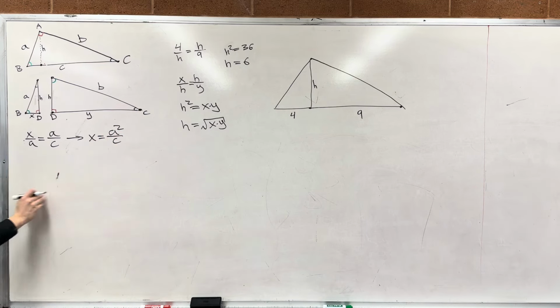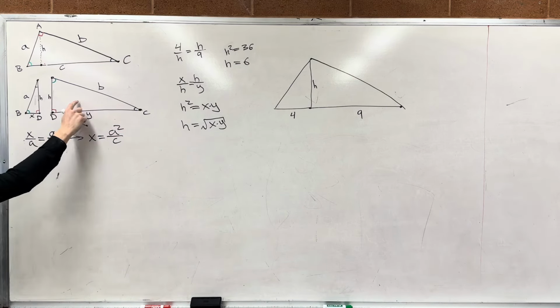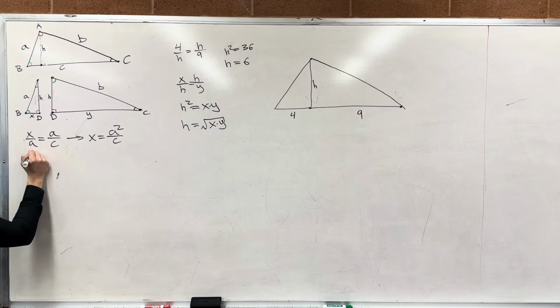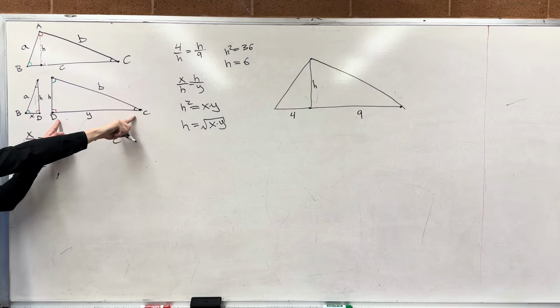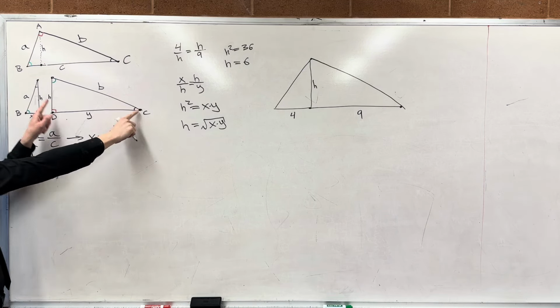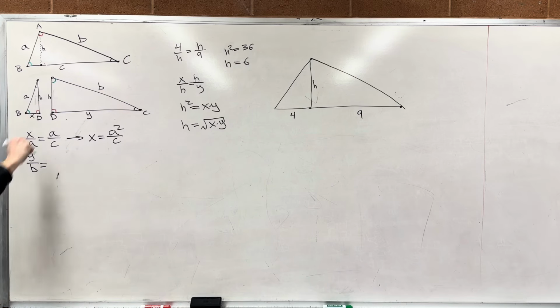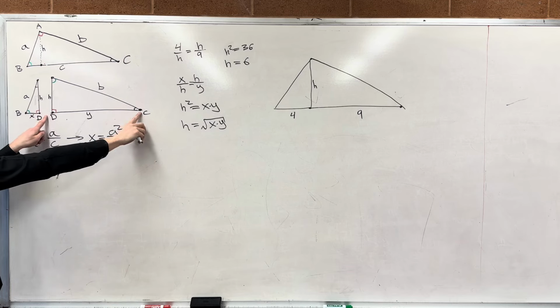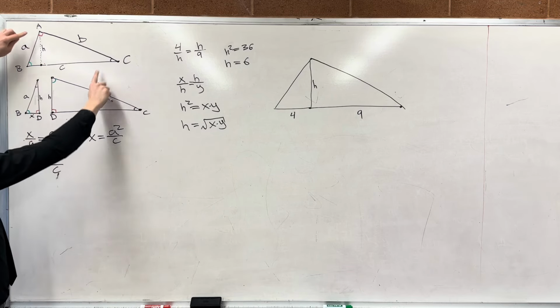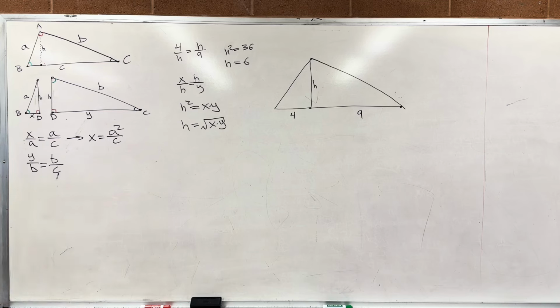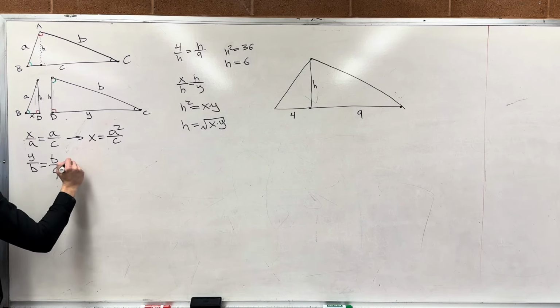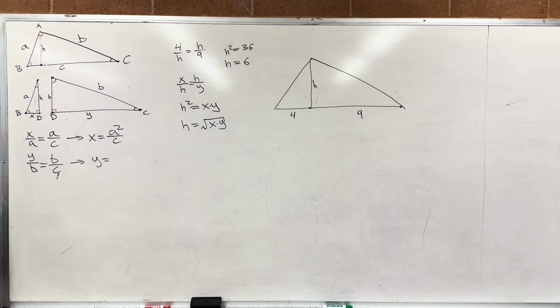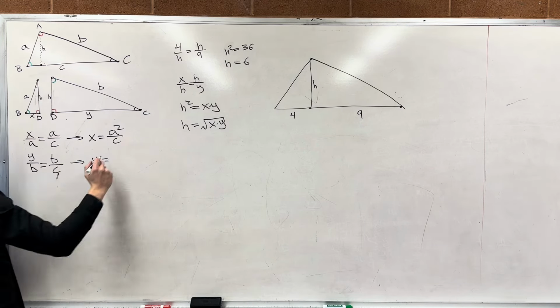With me? Going to do a similar thing now looking at this triangle. Let's look at y over b. Y over b, we are looking at the middle side, not the small side, but the middle length side over the longest side, is equal to what? B over c. So the second largest side over the largest side is equal to the second largest side over the largest side because the triangles are similar. You see that? Multiply both sides by b, and that gives me y is equal to what? B squared over c. Good.